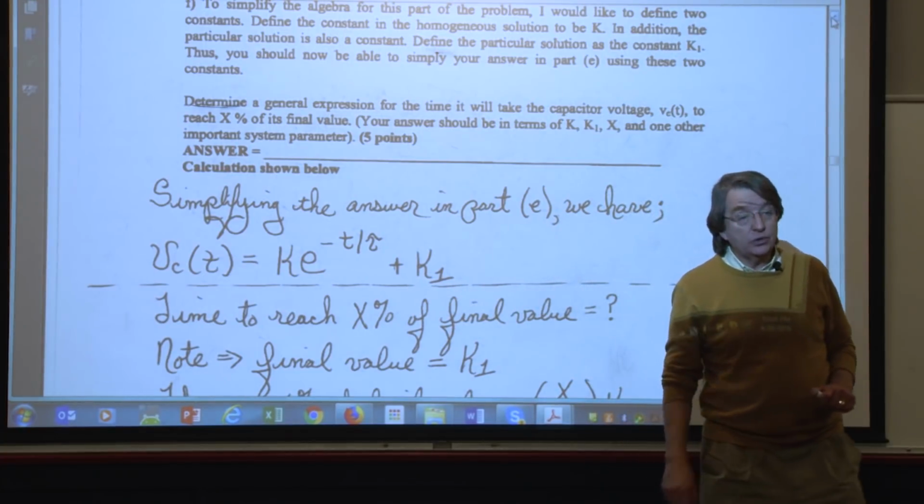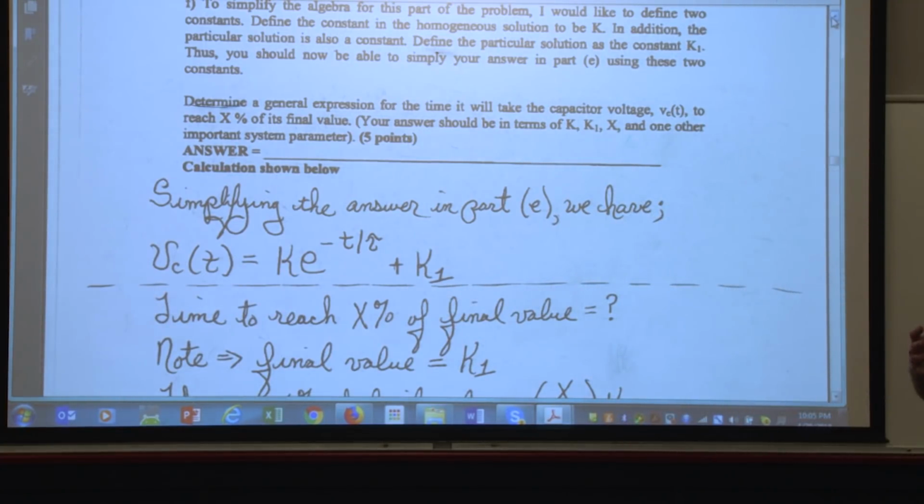Michael, I didn't want everyone to start writing out the right-hand side because it was a big bunch of variables. So let's just call it K1. So K e to the minus t over tau plus K1 is the standard form for the solution to a first-order differential equation with a constant input. We're good? Okay. So you're saying K1 equals a particular solution? Yes, perfect, Michael. K1 is equal to the particular solution.